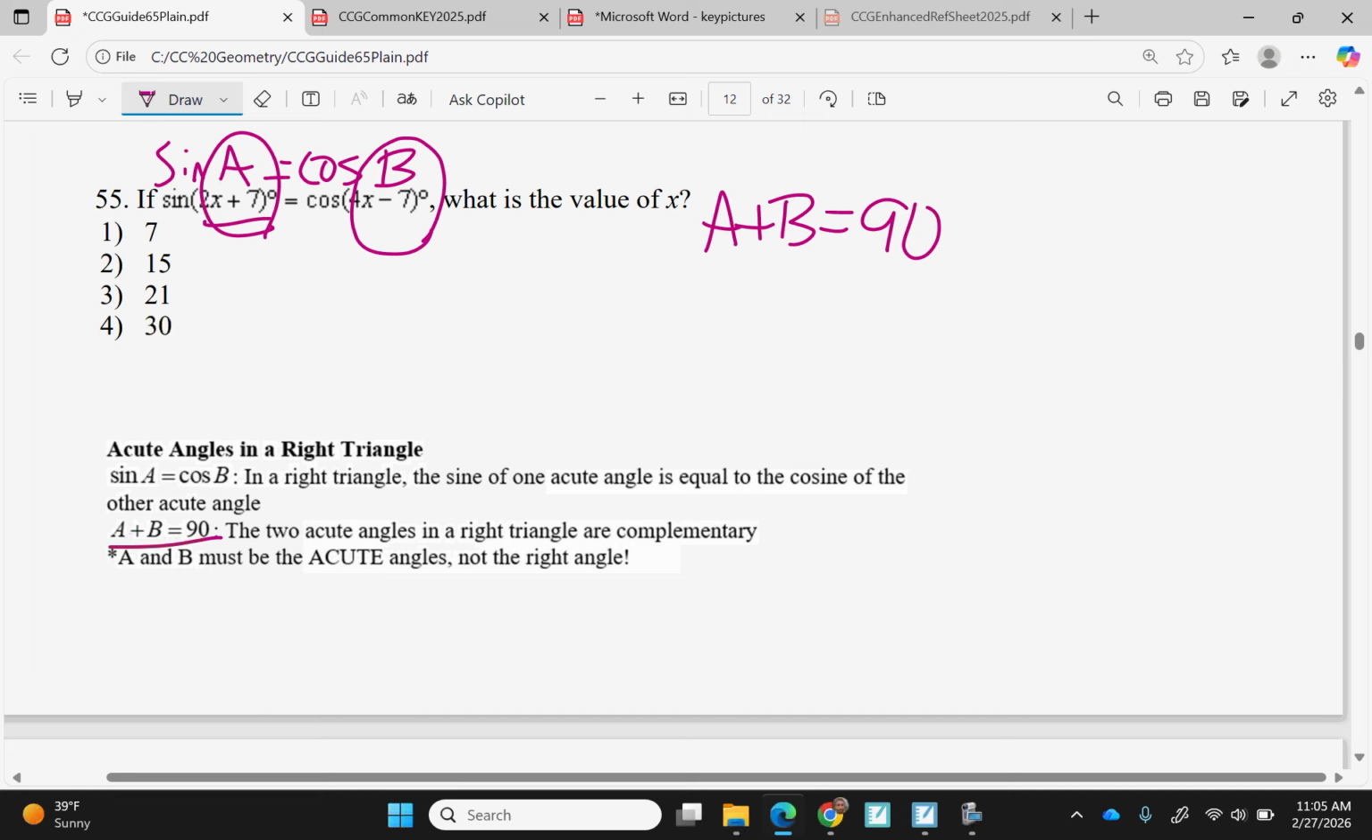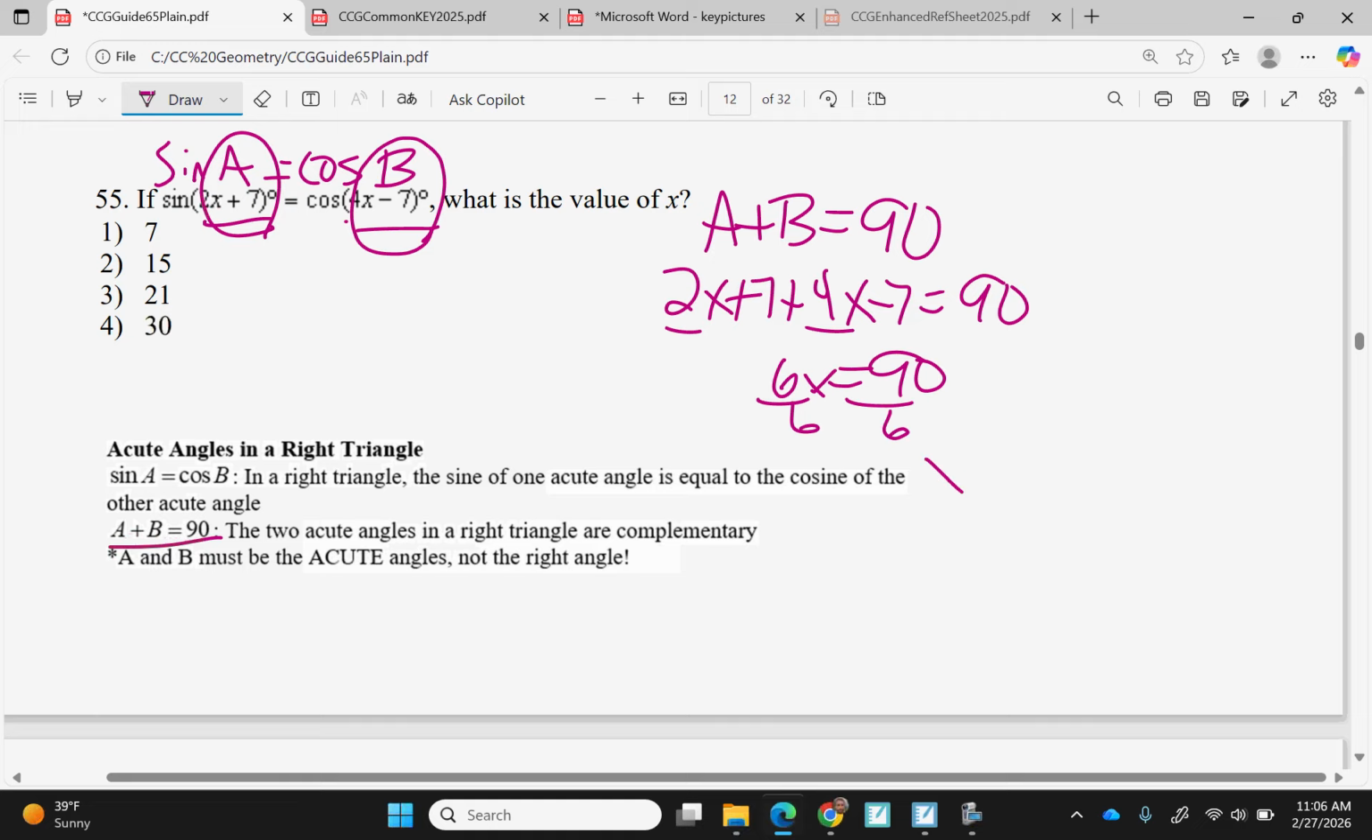So A, 2x plus 7, plus B, 4x minus 7, must equal 90. From there, I combine like terms, 6x, the 7's cancel, and I solve the equation. And yes, you can use the equation solver if you need to. X equals 15. It's asking for the value of x. Choice 2.